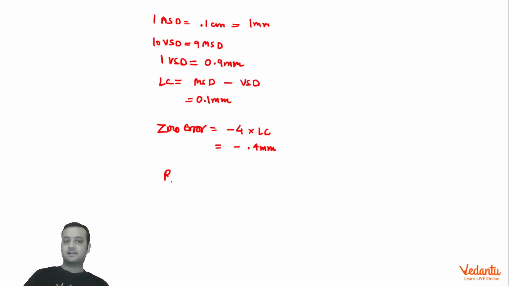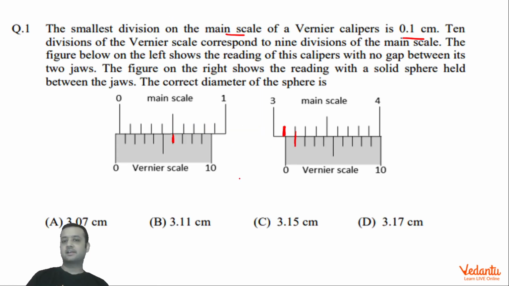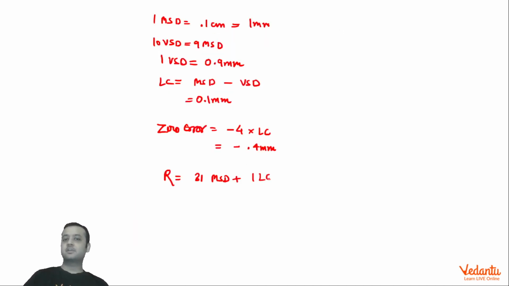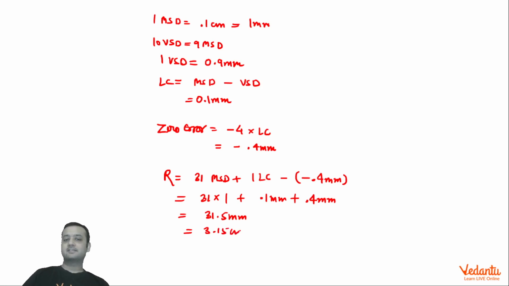So reading will become 31 main scale divisions plus 1 into least count, because first reading of the vernier scale coincides with the main scale. And in this we will have to subtract the zero error, so minus of minus 0.4 mm. So 31 into main scale division, which was 1 mm. I'm just calculating the values in mm and then we will convert that into centimeters. Least count is 0.1 mm, and this will become plus 0.4 mm. So you can see that this becomes 31.5 mm and hence this becomes 3.15 centimeters.